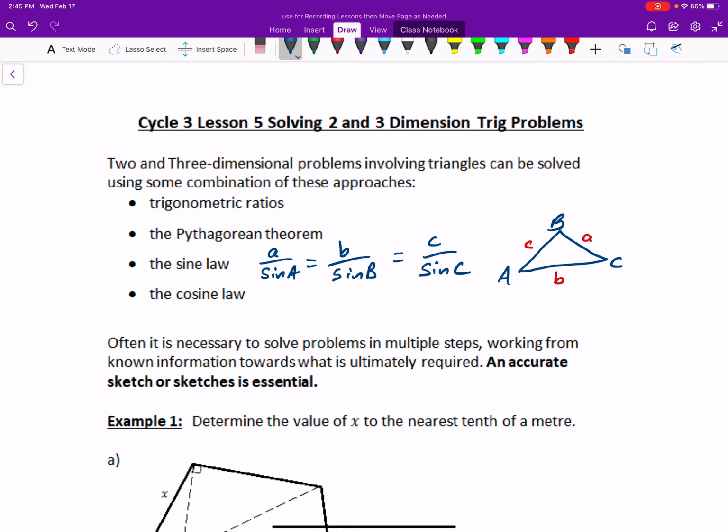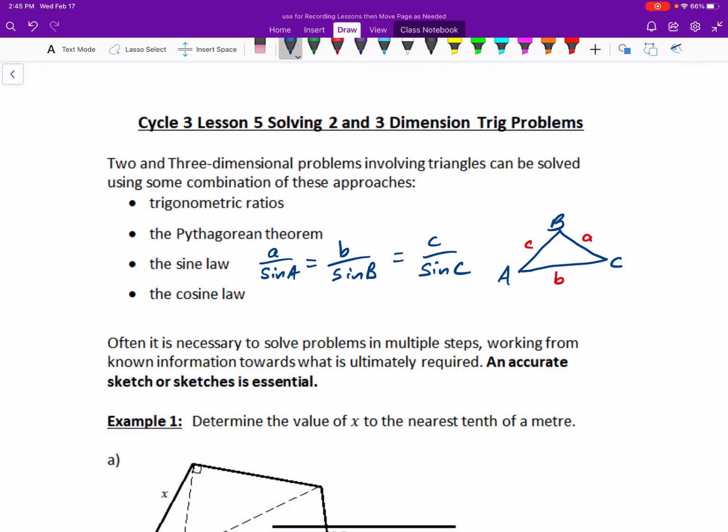So for this first example, determine the value of x to the nearest tenth of a meter. So we want to find x. In order to find x, I've got the angle here, but I would need one other side. Being a right triangle, I could use trigonometry, but I don't have a side. So probably this would be the side here that I would need to know. So I could call that y or whatever. But I don't have that, so I can't find x.